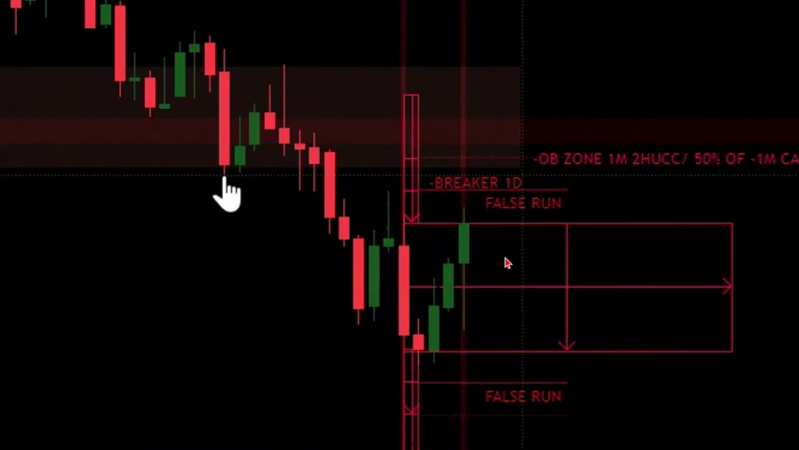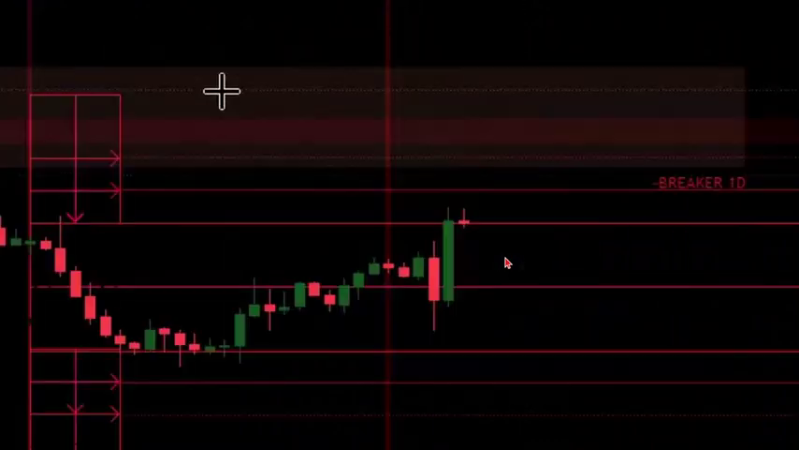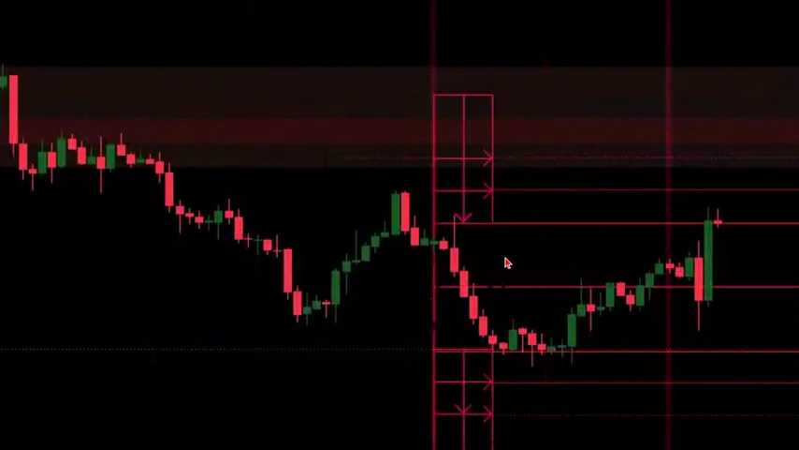So what you could do is go down to the 4 hour chart and see if you can find a smaller candle. Go down to the 4 hour chart, see if you can find a smaller bearish breaker. I mean mitigation block.